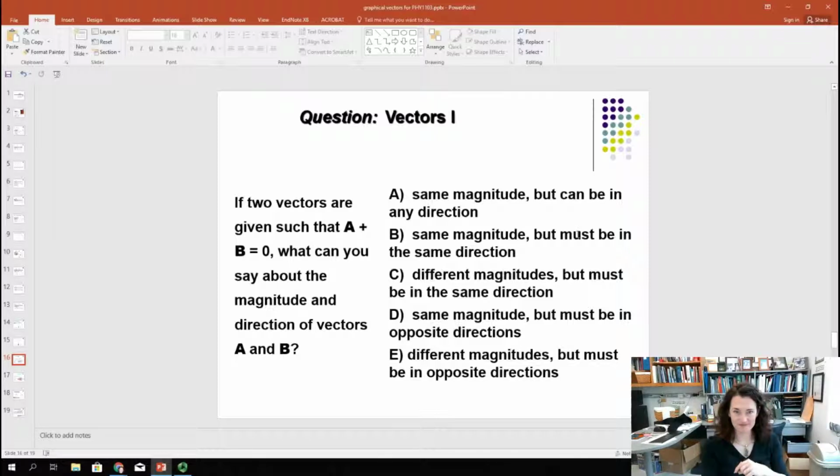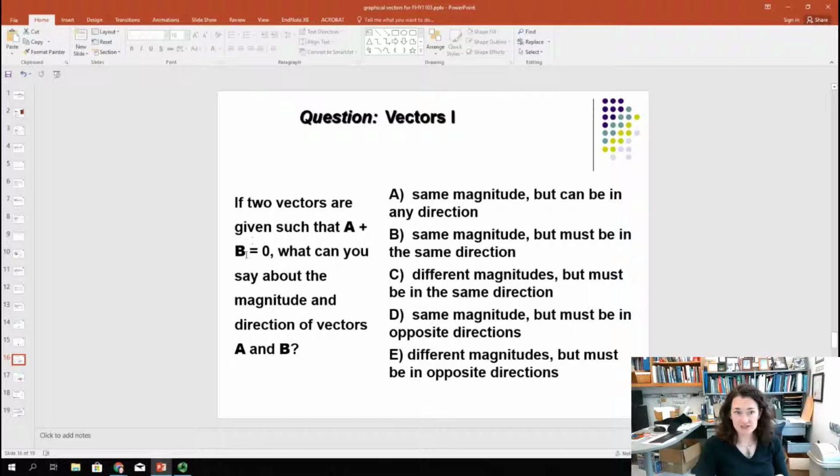Here are my two vectors. If I added A and B, could I choose any old direction for B and get 0? No. If I connect my knuckle to the tip of my fingernail right there, then I'm only going to get 0 if I do that. And then my knuckle and the tip of my second finger are in the same place, and that means my net displacement would be 0. So which answer is that? Well, that's answer D. Same magnitude, but must be in opposite directions.